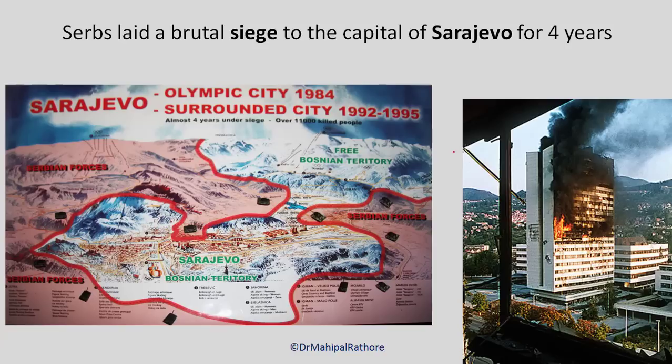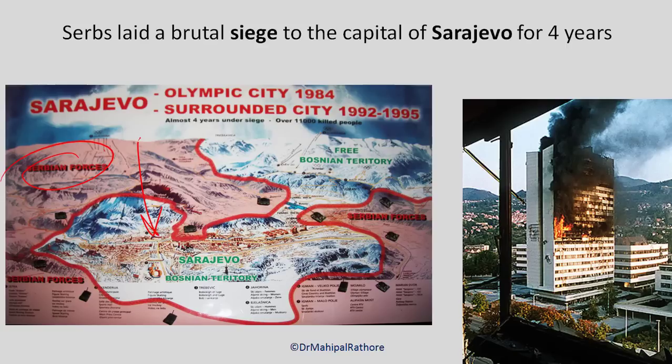Another aspect of this brutal war was the siege of Sarajevo, which went on for around 4 years. Sarajevo is the capital of Bosnia, and it is a city that is surrounded by hills. So who was living in Sarajevo? Mostly Bosnians. It was under the control of the Bosniaks, and it was surrounded by Serbian forces. So they continuously shelled this city from the mountains. They attacked via snipers and artillery weapons, and for 4 years the people of Sarajevo were in a living hell.